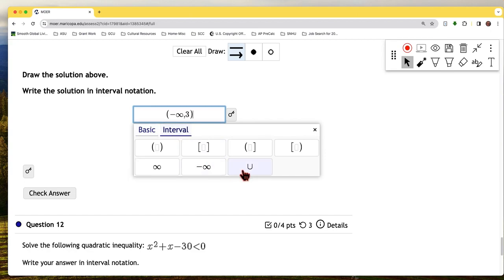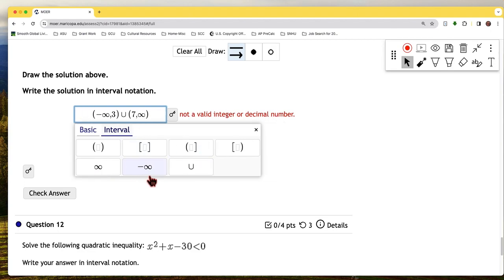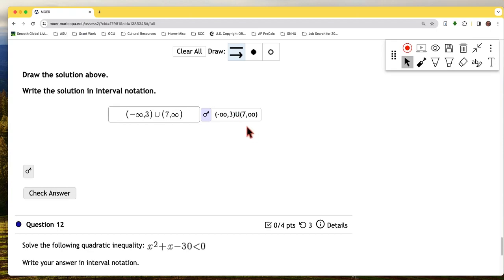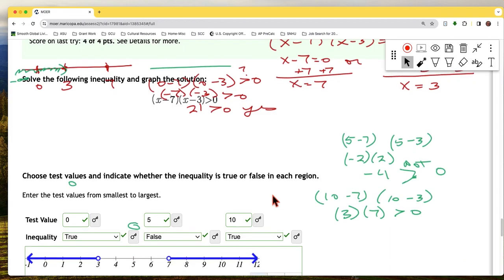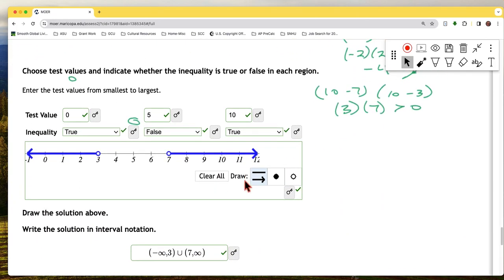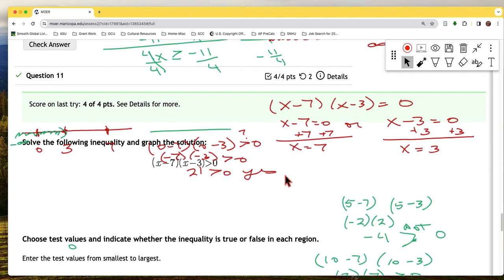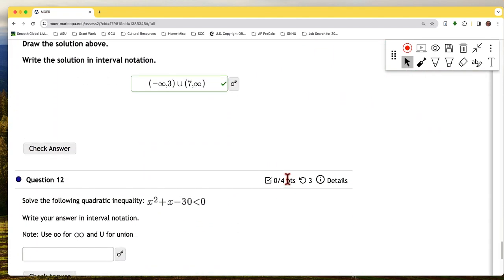Come over to interval. We're going to union that with positive 7 to infinity. And we see that's correct. In fact, let's just check our answer. So we get marks here. And again, we could have put in any numbers we wanted as long as we were in the right intervals. Okay, so that's how we can do an inequality. We're going to look at another one.